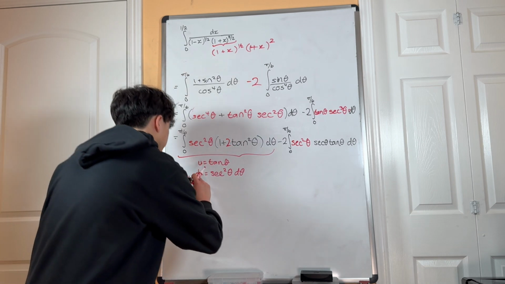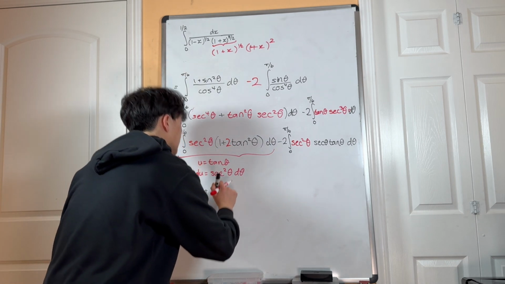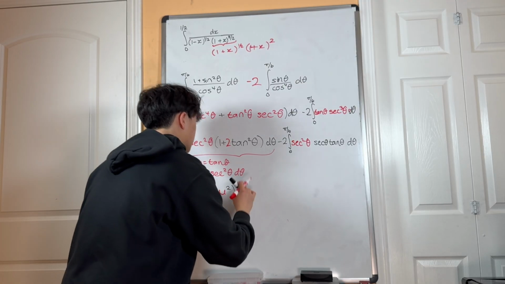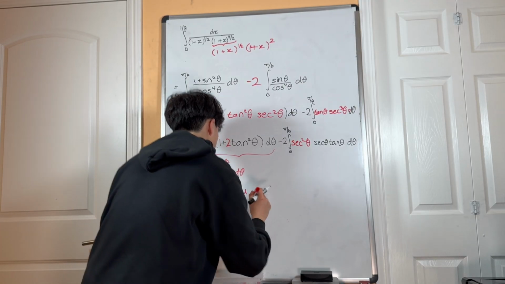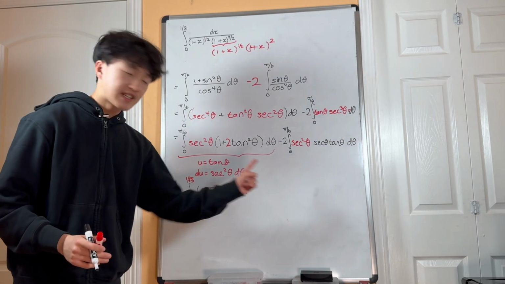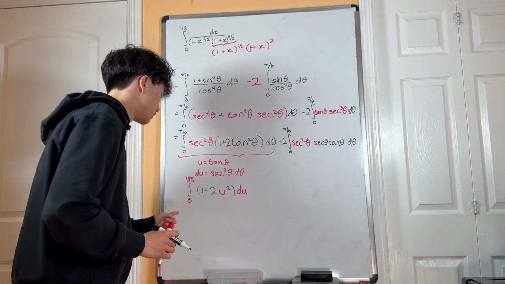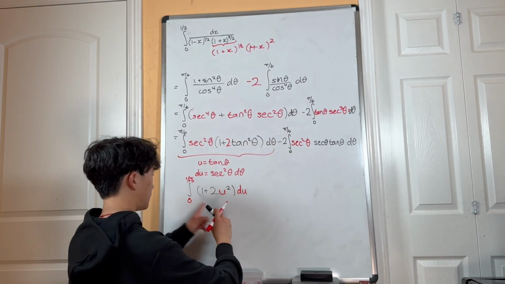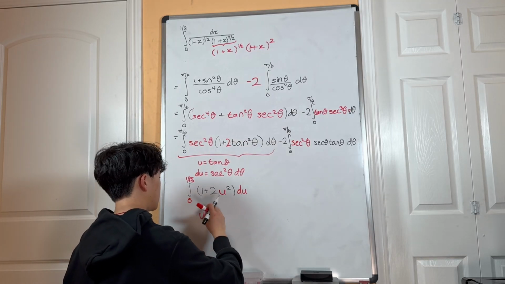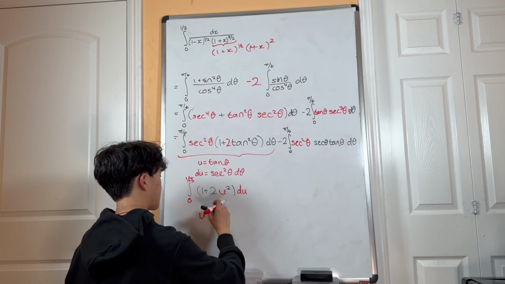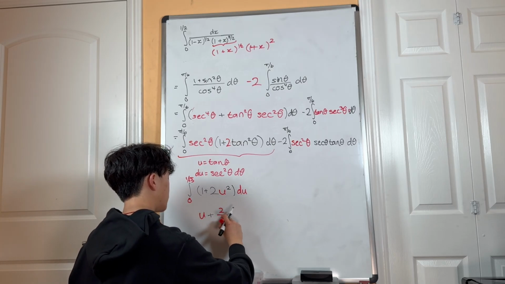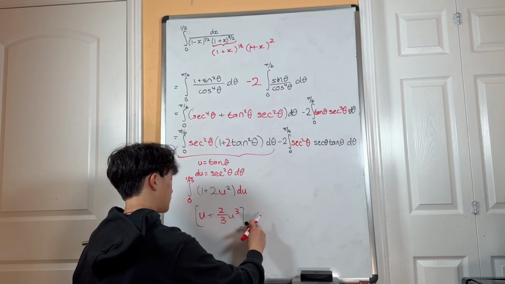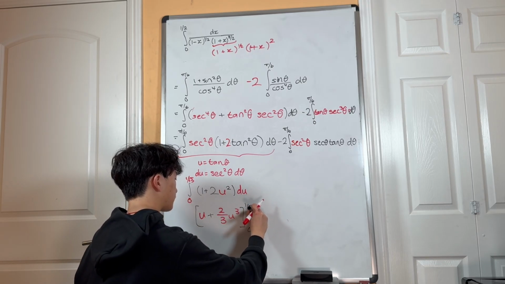We have this part, 1 plus 2. Instead of tangent squared, we have u squared. And then we have our du. Okay, and then this is just a game of anti-differentiation. We use the reverse power rule. We get, so this 1 gives us a u, and this plus 2u squared gives us a 2 over 3 u cubed. And then we have to plug in from 0 to 1 over root 3.